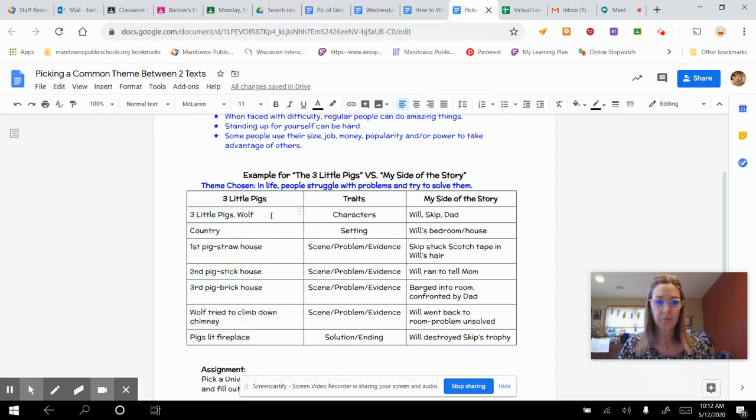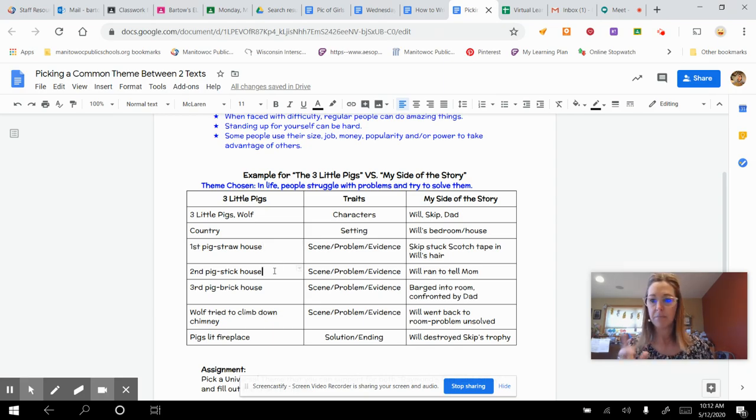Okay, we've got the 3 little pigs and the wolf. Those are my characters. The setting takes place in the country. I've got the first pig. This is the first problem. He built a straw house. We all know it gets blown down.